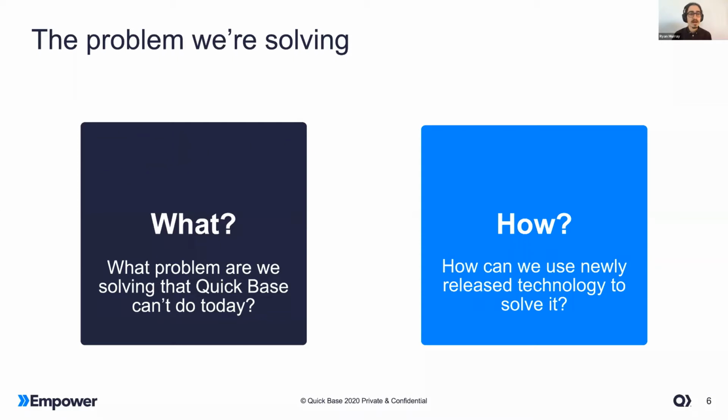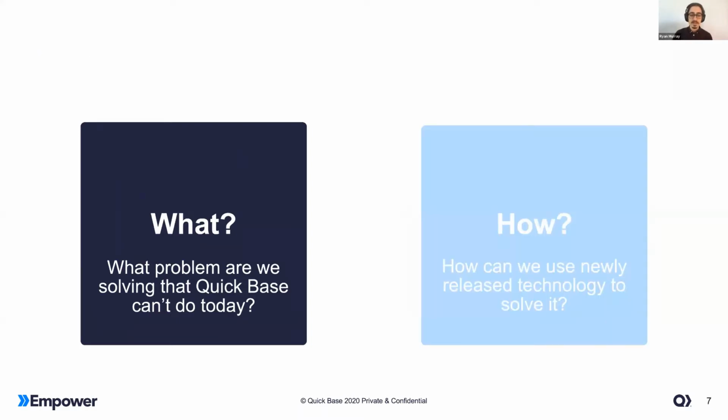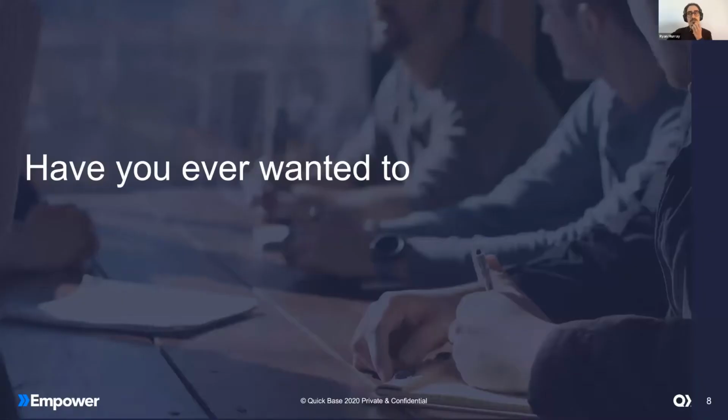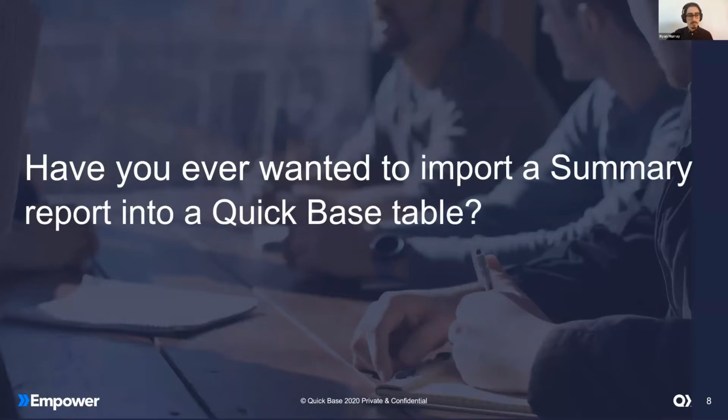We're going to first try to answer two questions. One is what problem are we solving? And the other is how we're going to solve it. The problem that we're solving in QuickBase today can really be summed up in a couple of questions. Have you ever really wanted to import a summary report into a QuickBase table? You might be looking at a summary report and see, hey, these columns and these rows would be really helpful if I could flatten them out.